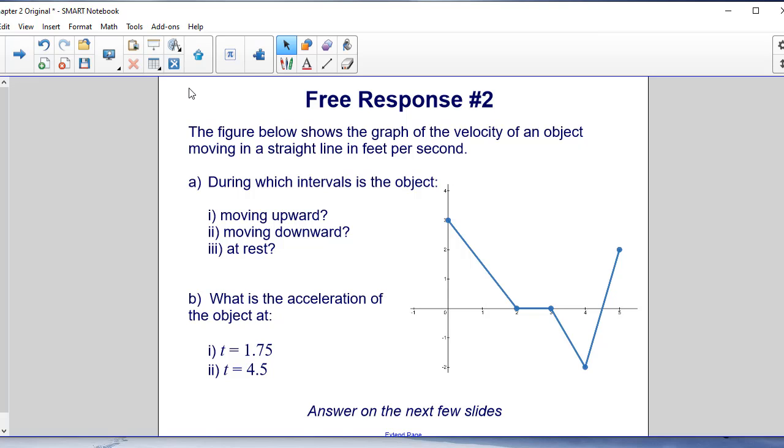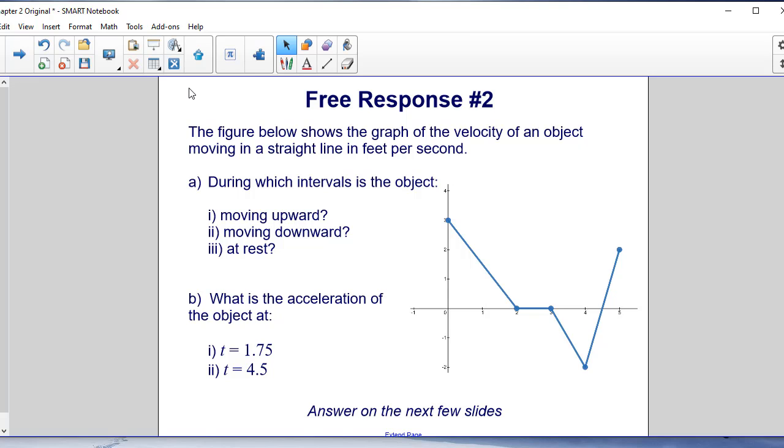Free response question number 2. The figure below shows the graph of the velocity of an object moving in a straight line in feet per second. There are two parts which we're going to look at. During which intervals is the object, number 1, moving upward, 2, moving downward, and 3, at rest.